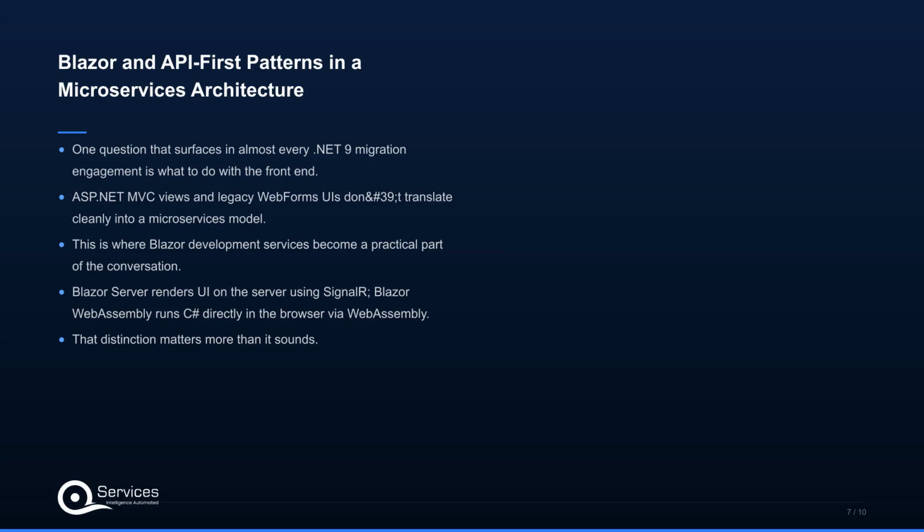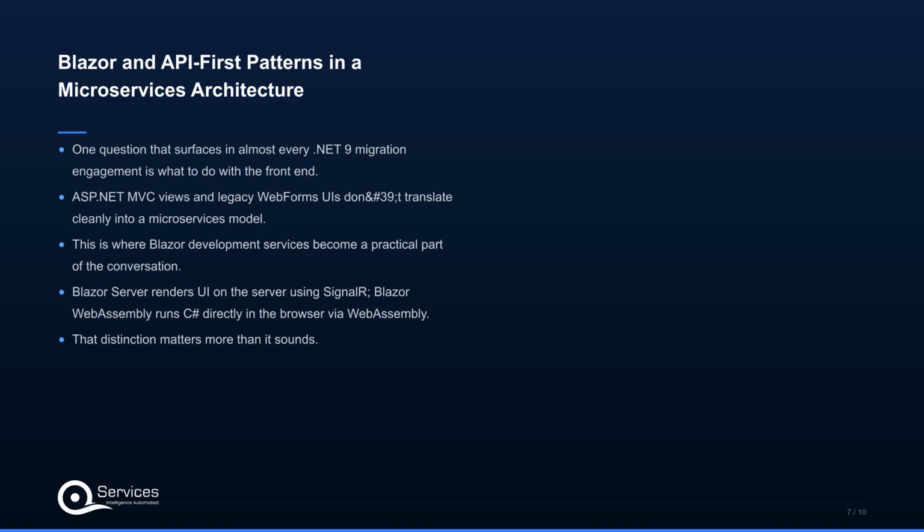Now, moving on to Blazor and API-first patterns in a microservices architecture. One question that surfaces in almost every .NET 9 migration engagement is what to do with the front end. ASP.NET MVC views and legacy WebForms UIs don't translate cleanly into a microservices model. This is where Blazor development services become a practical part of the conversation. Blazor Server renders UI on the server using SignalR. Blazor WebAssembly runs C# directly in the browser via WebAssembly. That distinction matters more than it sounds.